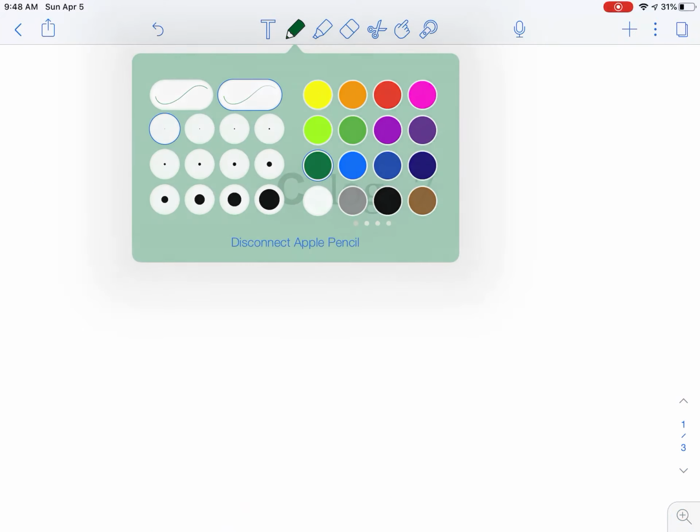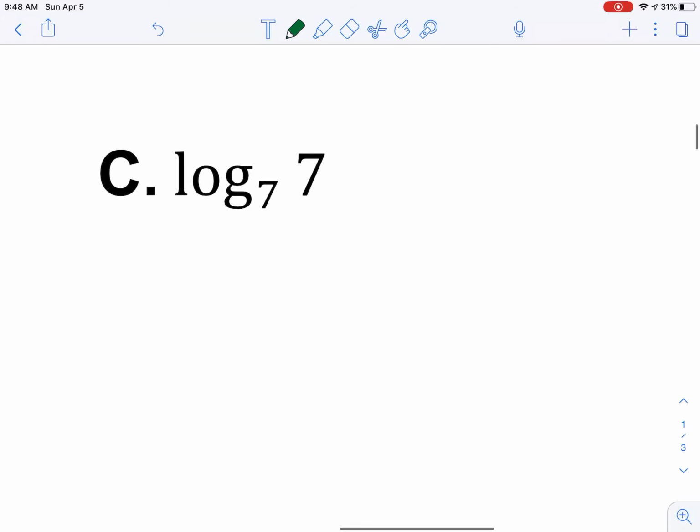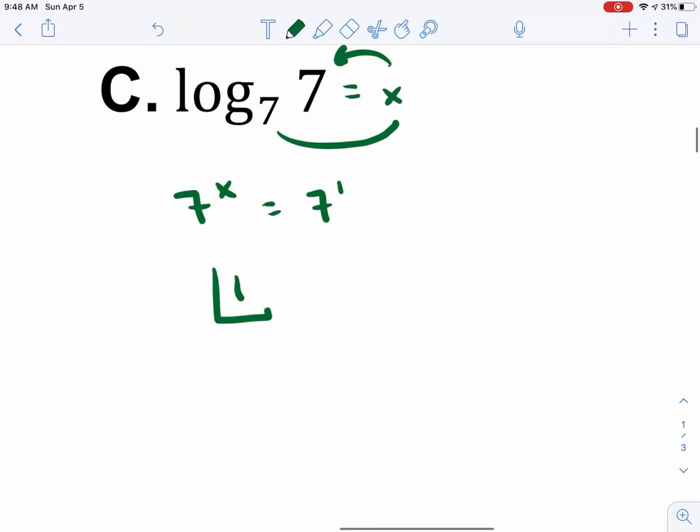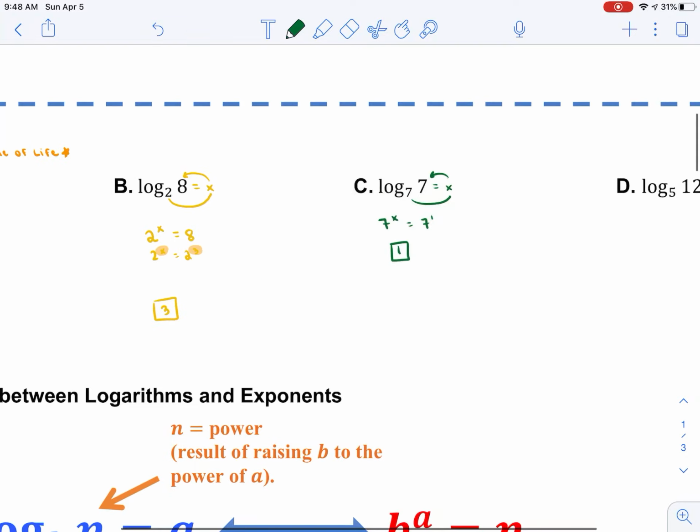Moving on to the next problem here, you will see 7 to what power is equaling 7. So write it out if you have to. 7 to the x power equals 7. Well, we already have the same base, so x has to equal 1. 7 to the first power is equal to 7.